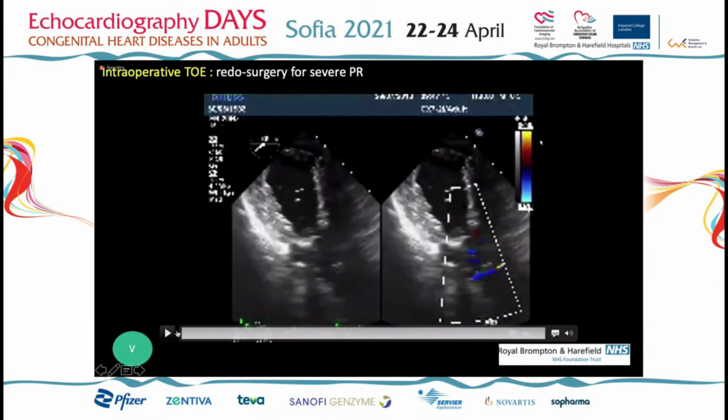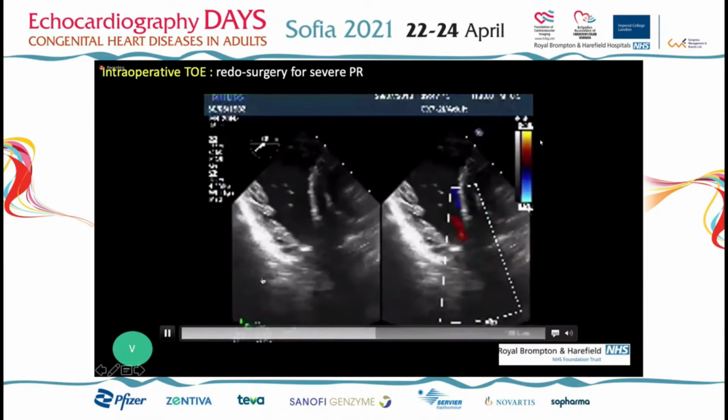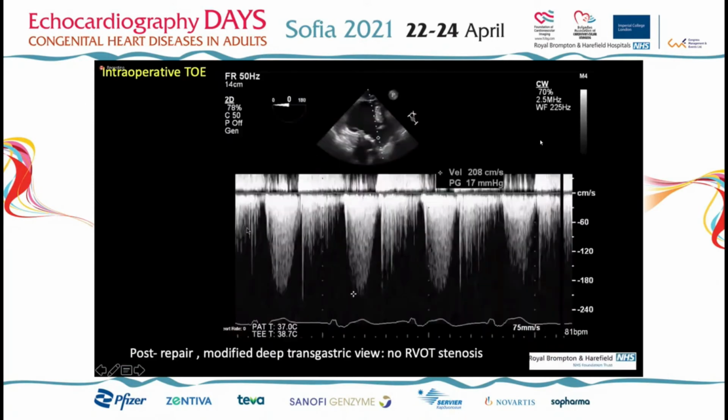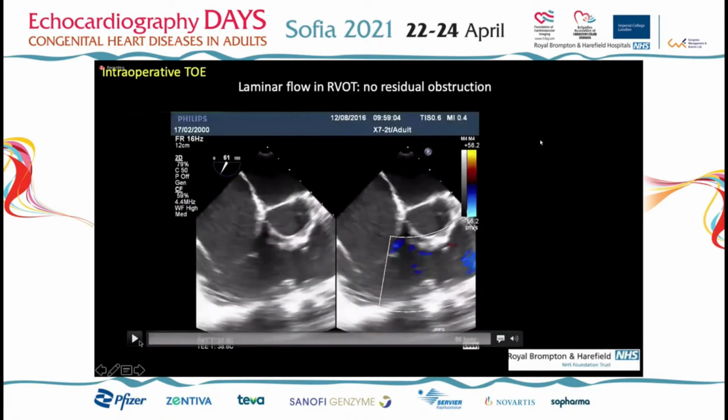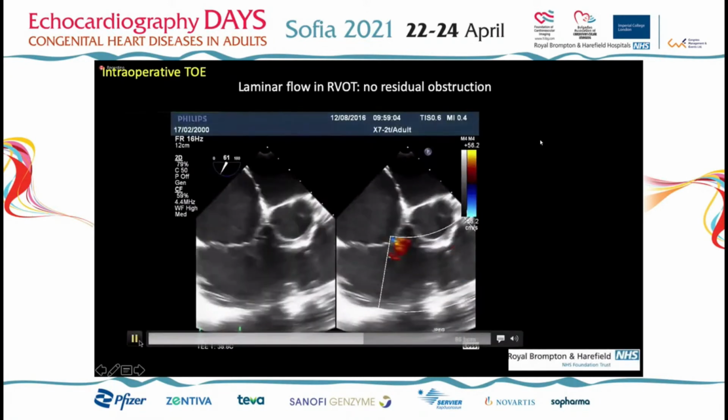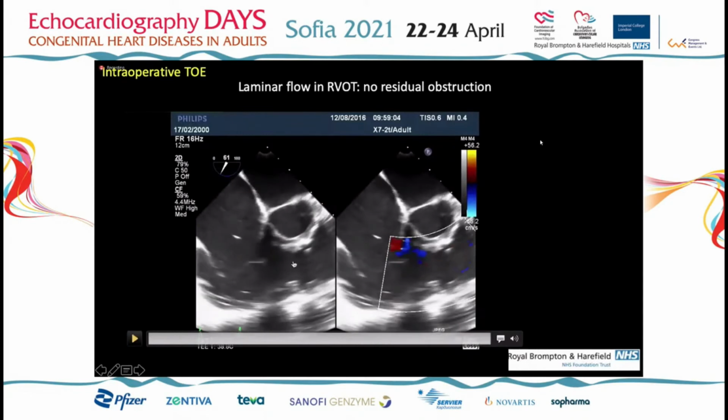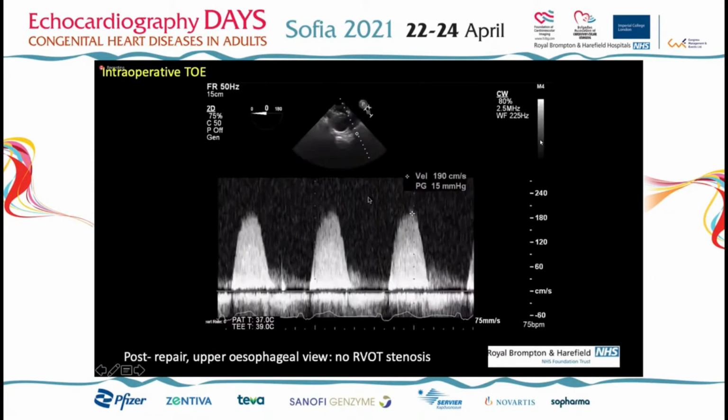which sometimes provides much better alignment than short axis or mid-esophageal views, as we can see in this case. So we can get a neat continuous Doppler to get the maximum velocity. And in this case, the stenosis was not very relevant, but the patient had severe regurgitation. This is another example of a patient who had surgery for severe infundibular obstruction, and we can see that the muscle bundles were resected, and now in the post-op there's laminar flow with no residual outflow tract obstruction.